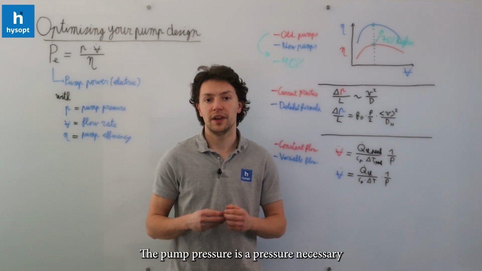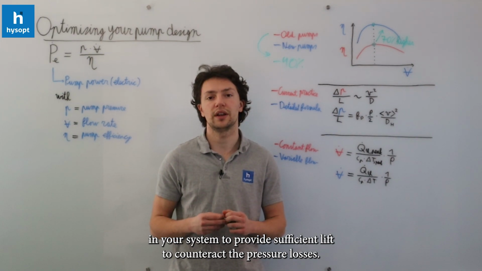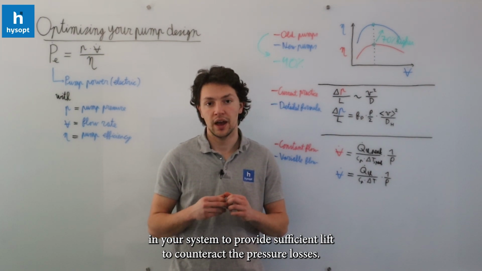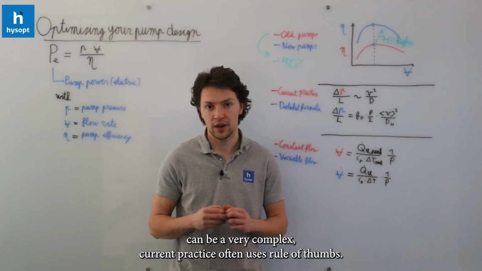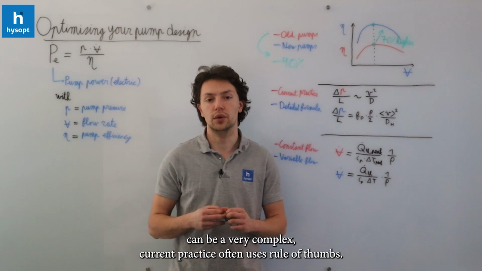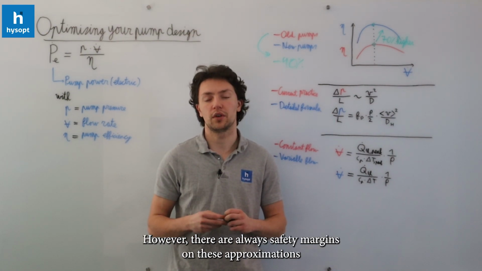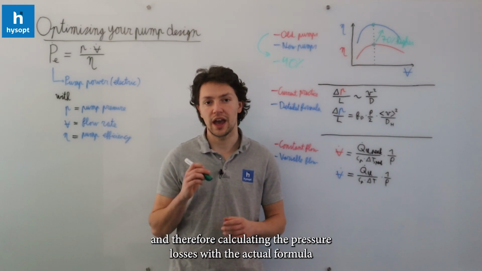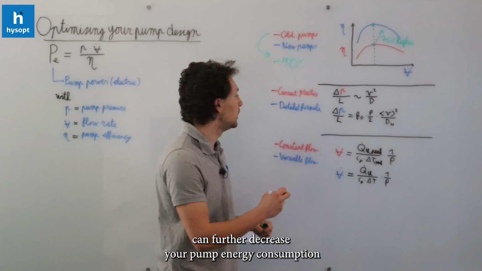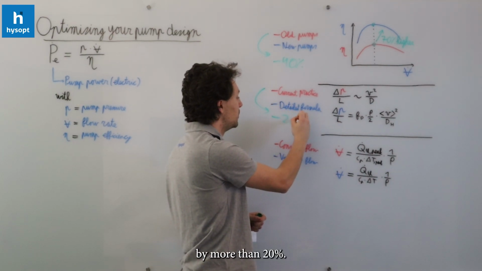The pump pressure is the pressure necessary in your system to provide sufficient lift to counteract the pressure losses. As the actual calculation of those pressure losses can be very complex, current practice often uses rule of thumbs. However, there are always safety margins on these approximations, and therefore calculating the pressure losses with the actual formula can already further decrease your pump energy consumption by more than 20%.